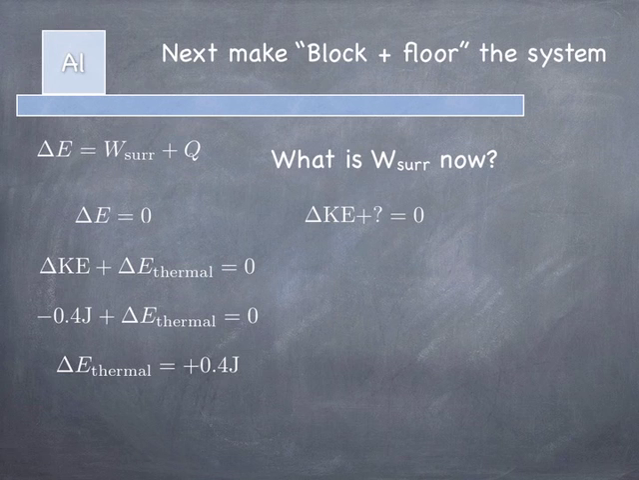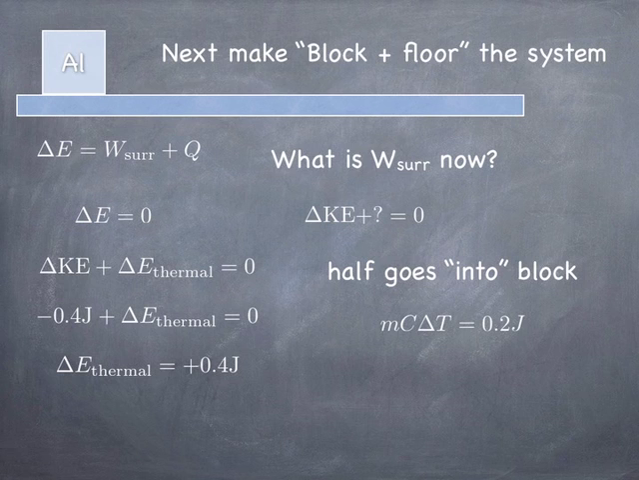And if you go back and look at the text of the problem, you'll remember that I said that half of the generated thermal energy goes into the block. So that means that the change in thermal energy of the block itself is 0.2 of a joule. We can presume that the remainder of the thermal energy went into the floor, the surface. The surface of the floor warmed up a little bit. But the idea is that mcΔT is 0.2 joules.